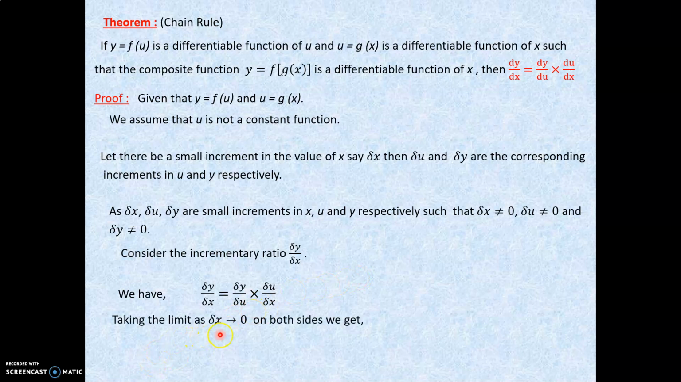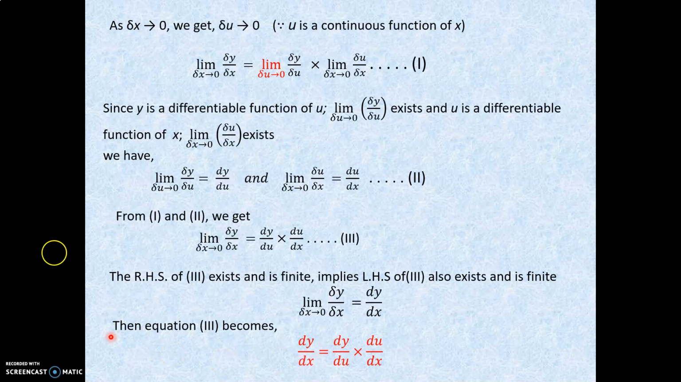So taking the limit as delta x tends to 0 on both sides, we get limit delta x tends to 0, delta y upon delta x is equal to limit of delta x tends to 0 to both of these functions. Then we will split the limit to both the terms like this. Now here you have to check it. It is delta x tends to 0, delta y upon delta u. But the derivative of this function with respect to u you have to take, but here it is delta x tends to 0. So you have to make it as delta u.